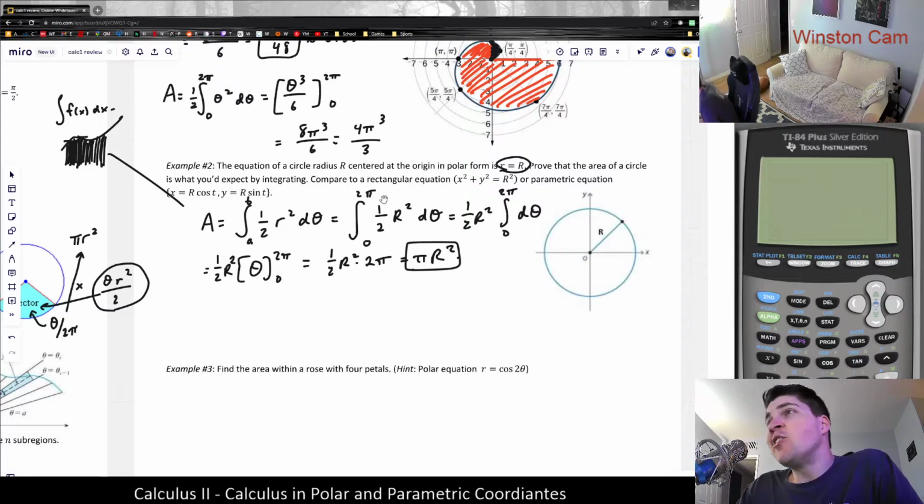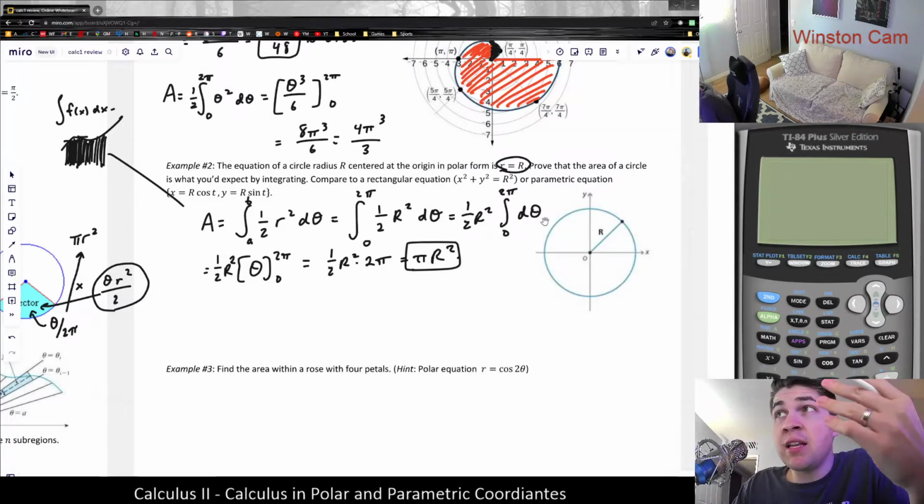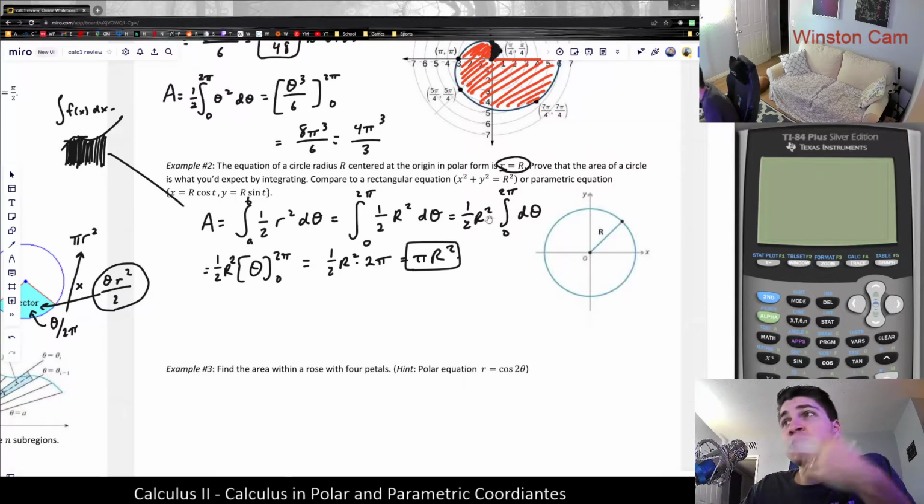And this is a good example because it confirms that the formulas we're using, based on certain types of equations, give us the answer we'd expect. And of course, if we were to solve the same problem, we could do it in rectangular form, and we could do it in parametric form, and obviously we should be getting the same answer. So let's compare. Let's say we were to do these things in another form, just by way of comparison.